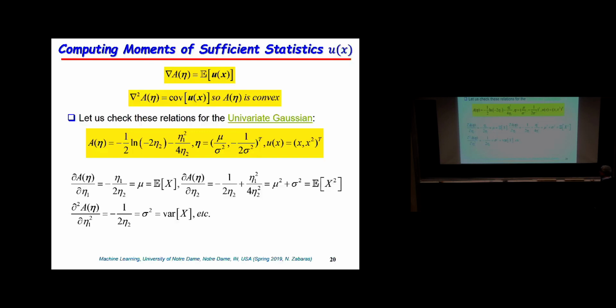Right? Because eta is a vector. And you remember we said the gradient of A is the expectation of u, but u is a vector. So the expectation of x squared is the derivative of A with respect to eta 2. It comes out that this derivative is mu squared plus sigma squared, which indeed is the expectation of x squared. Similarly, if you take derivatives with respect to eta 1, you get the variance sigma squared, etc., etc.